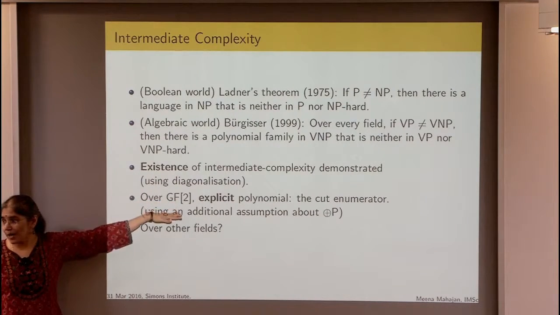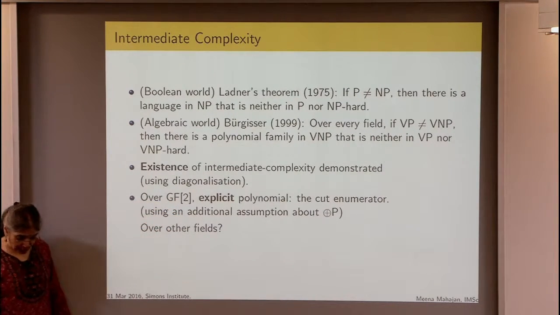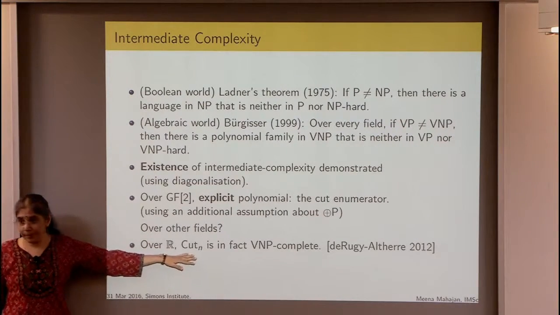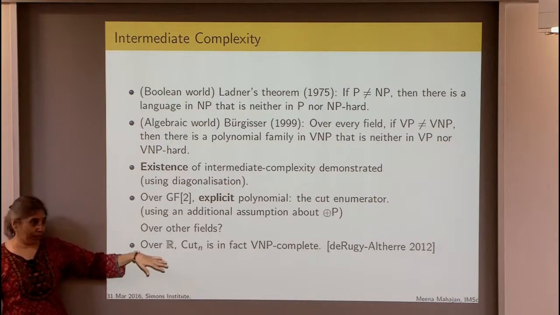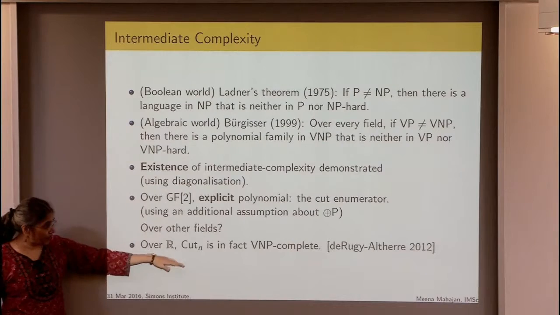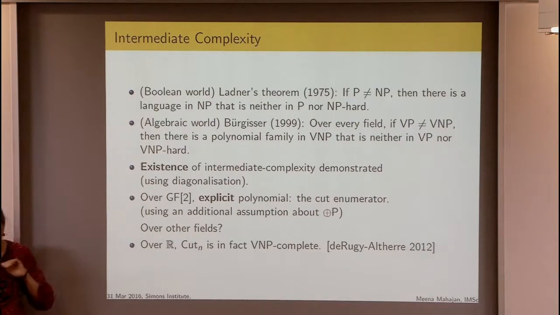It's a very natural question to ask whether such a result also holds over other fields. It turns out that the cut polynomial itself is in fact VNP complete over the reals. So the arguments used to show that it is intermediate were very, very specific to this field. Over the reals, Nicolas de Rugy-Altherre showed this a few years ago.